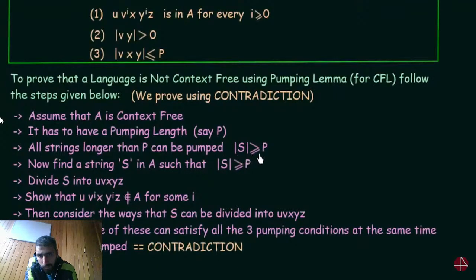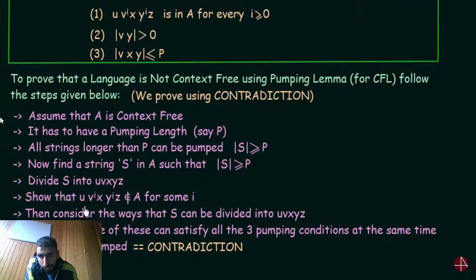So any string whose length is greater than or equal to P can be pumped. That's what we read above. Now we will find a string S in A such that the length of S is greater than or equal to P. So we have our language A, and from this language A, we will take a string which we will call S such that the length of this string S should be greater than or equal to P, which is our pumping length. Now after you take that string S, we will divide that S into 5 parts: U, V, X, Y, and Z. So we have a string and it is divided into 5 parts now.